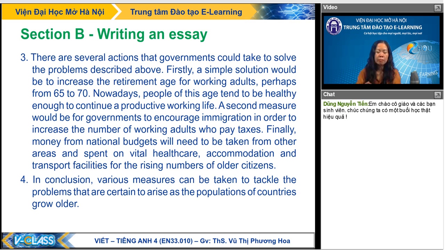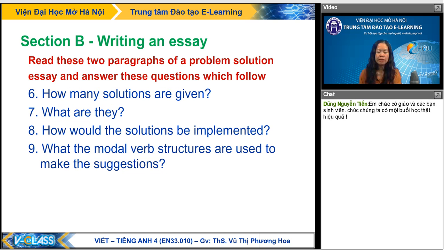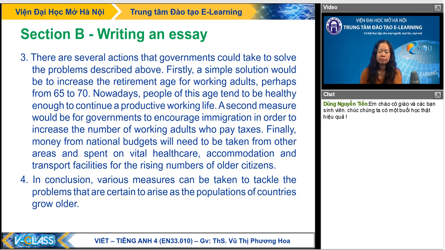First, you read the passage and then answer the four questions which follow. How many solutions are given? What are they? How will the solutions be implemented? And what modal verb structures are used to make the suggestions? Now, it's time for you.